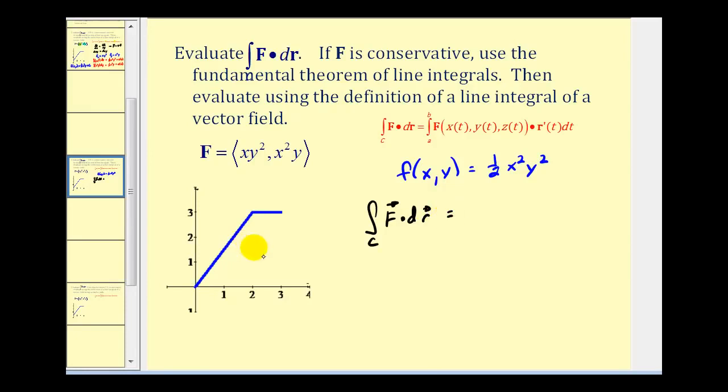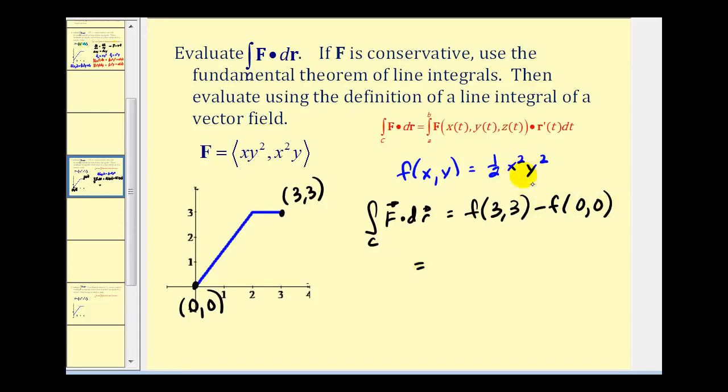So before we evaluate this, let's take a look at our path. We start at the origin, or the point (0, 0), and we finish at the point (3, 3). And these are the only two points we need to determine the value of this line integral. This is going to be equal to f of (3, 3) minus f of (0, 0).